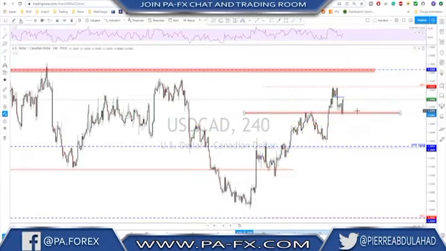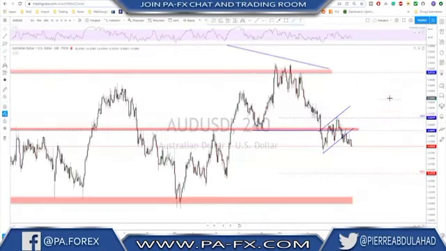So if there are no lower lows made below this structure, and the structure here keeps being support, we should be looking for a next leg to the upside on this market.